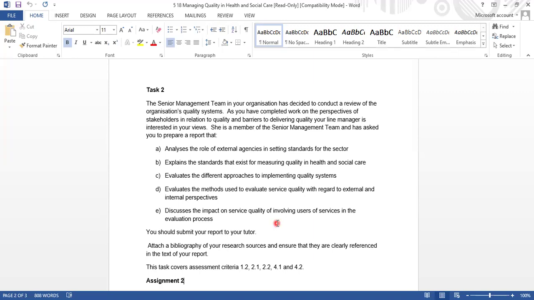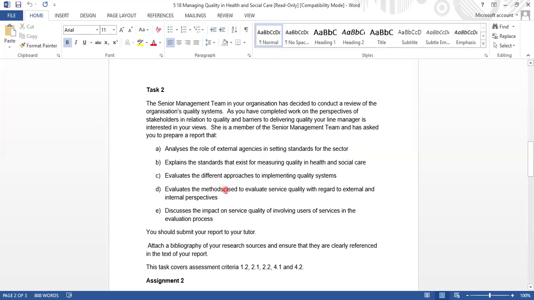Now, a report is going to be different compared to what a presentation is. So you'll have several tasks. You'll have to analyze the role of external agencies in setting standards for the sector. So any sector of your choice and any external agencies that are there. We talked about several external agencies, but any others that come to your mind, you're free to add them also. Explain the standards. So the external agencies, what they are and their roles. So what are their roles basically?